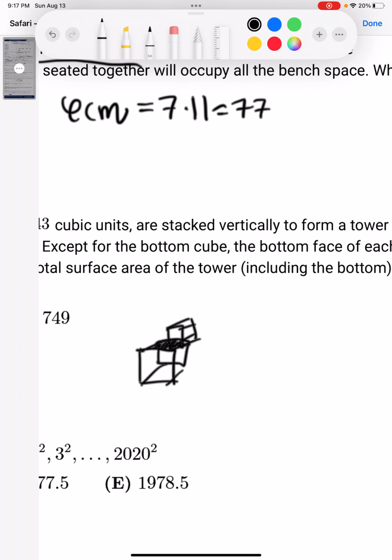We know that for the first one, we're going to have 6s squared. For the remaining ones, we're going to have 4, because we have 4 faces here: 1, 2, 3, 4. But then we're going to count another one, and then another one. If you think about it in 3 dimensions, like you're looking at these cubes, what is the actual total surface area? We're not counting the bottoms, so it's just 4 for each.